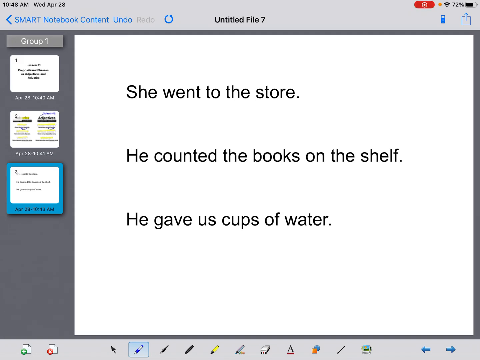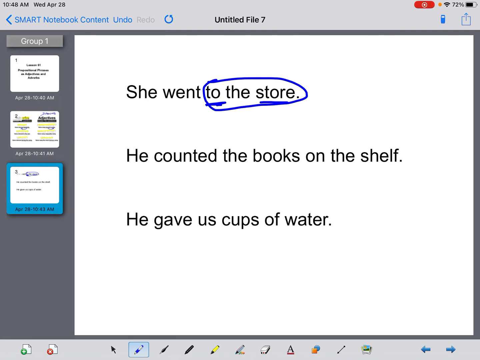So that's all review. Now, today you're going to be looking at first finding a prepositional phrase and then deciding is it being used as an adjective or an adverb. So the very first step is to find the prepositional phrase. So the examples I wrote today are the same or very similar, I think, to the last video. She went to the store. This is our prepositional phrase. To is the preposition. Store is the object of the preposition. That's what we did yesterday. But for today, you can just circle the prepositional phrase, to the store.